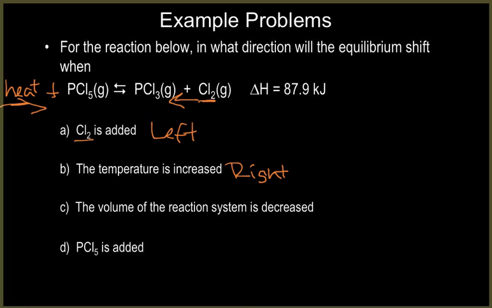The volume of the system is decreased. So if I decrease the volume, that's increasing the pressure. So it's shifting to the side with less moles, which is shifting to the left. And then finally, adding PCl5. If I add that, it's going to shift away from it. So it will shift to the right.